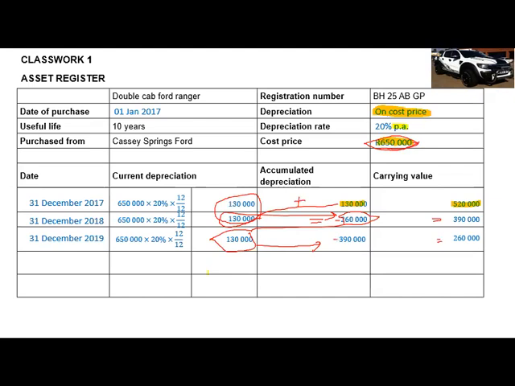For 2020, how much will be our depreciation? 130. What will be our accumulated depreciation? 520. What is the new carrying value? 130. Remember how you get your carrying value. It's always cost minus accumulated depreciation. Cost minus accumulated depreciation. Yes.